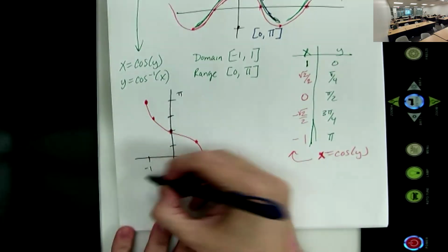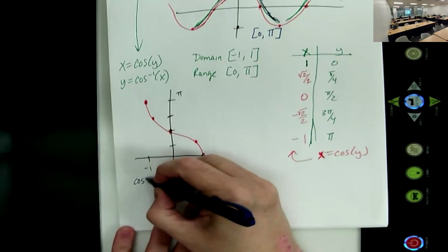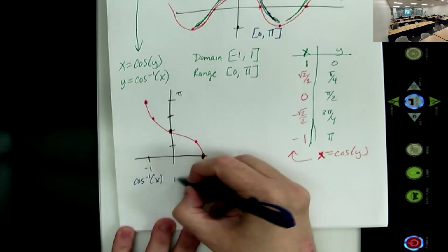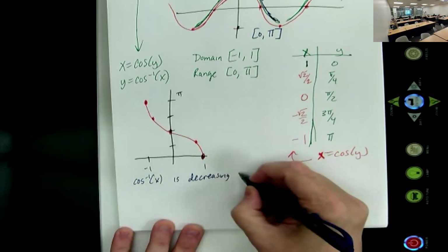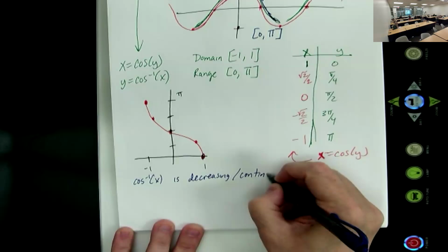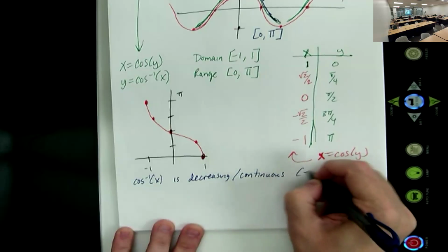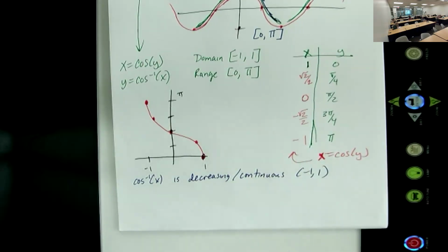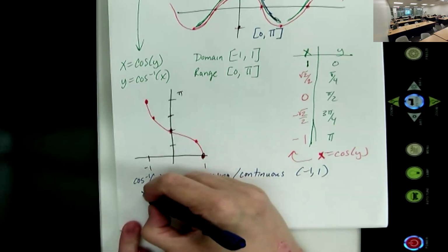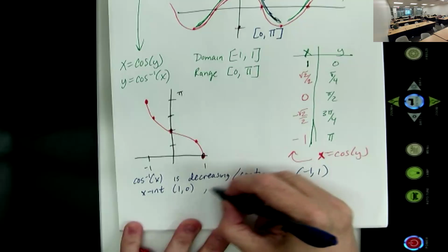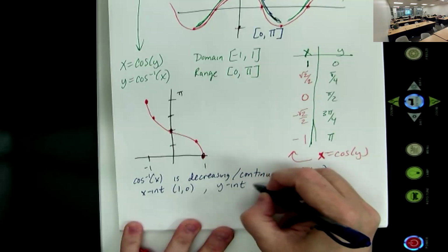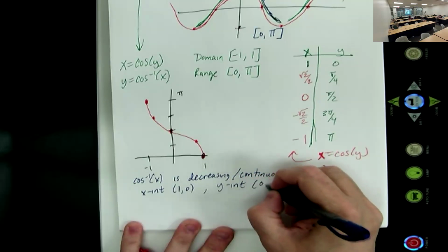So it looks like cosine inverse is decreasing and continuous on -1 to 1. The x-intercept is 1, 0, and the y-intercept is 0, pi over 2.